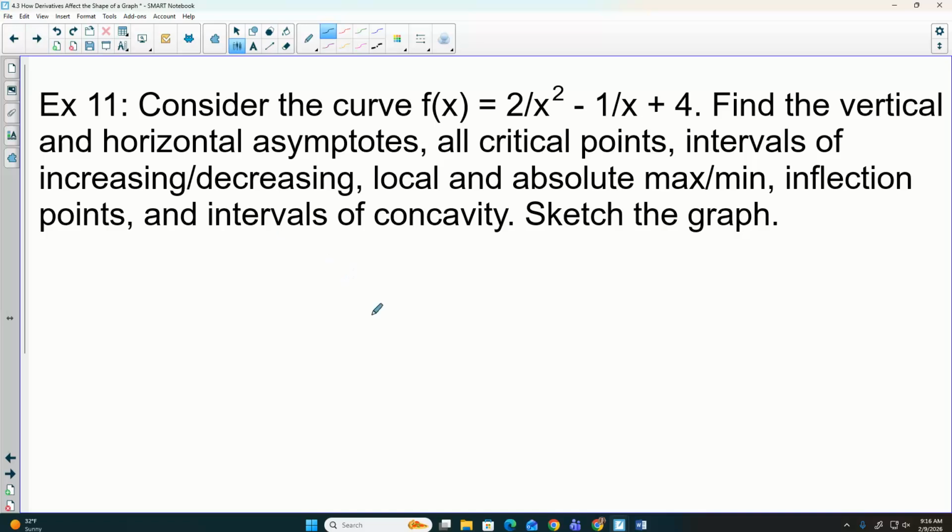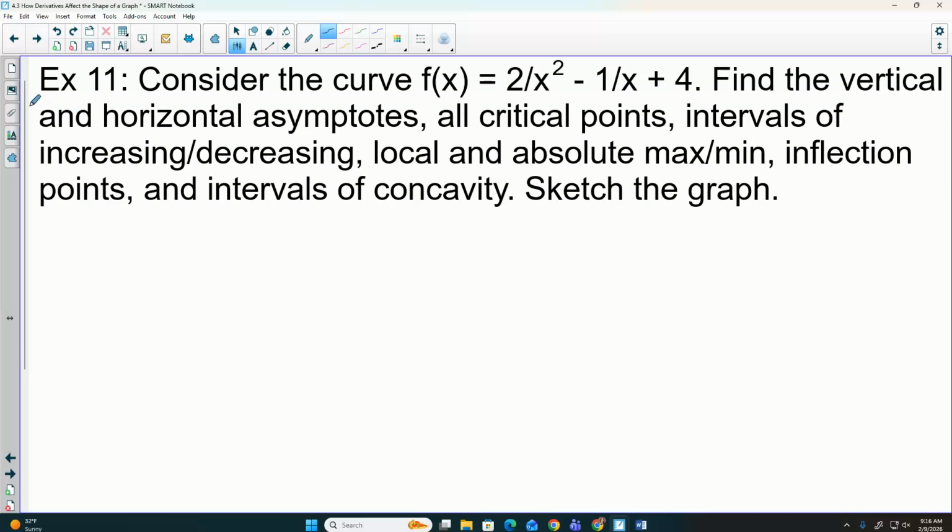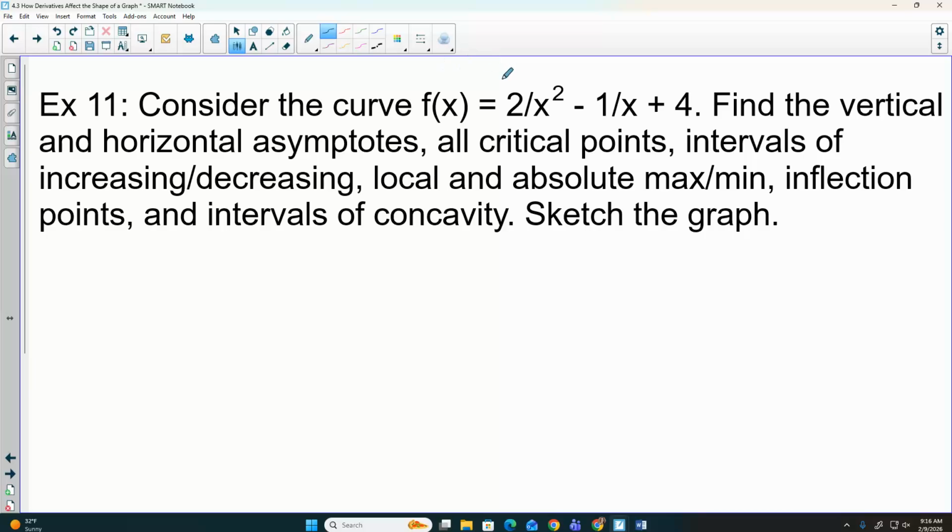All right, final example for today. Here's my function. 2/x², that's like 2x to the -2. Minus 1/x, that's like -1x to the -1, plus 4. You notice I did include something else here, vertical and horizontal asymptotes, because since x is on the bottom, it's not a polynomial. We will have those.